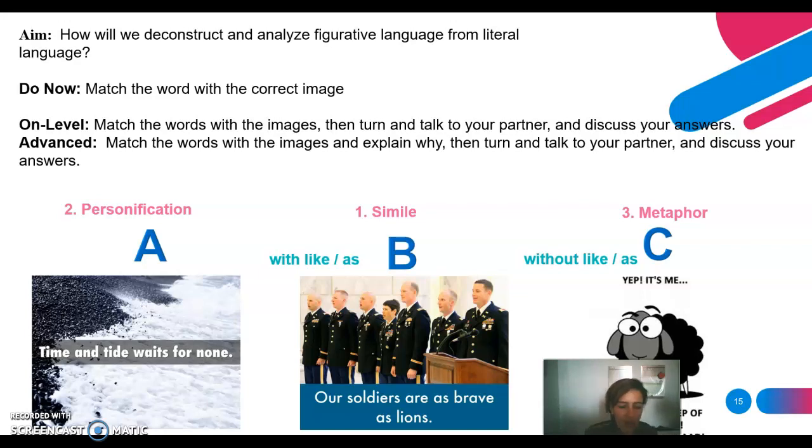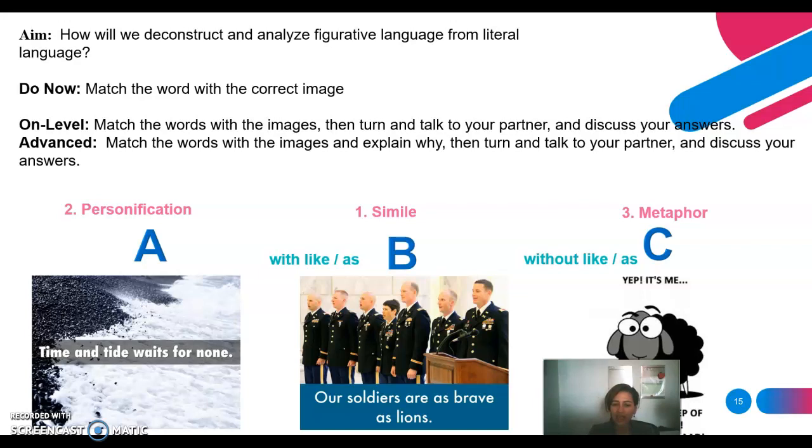Time and tide, wait for none, okay? So in this example, time and tide, right? They are given a character, like they're given a personification. Now let's move on to the next one.